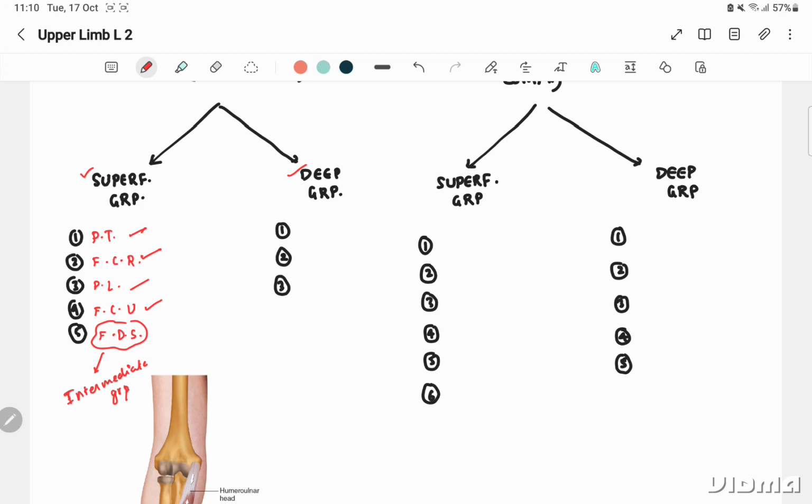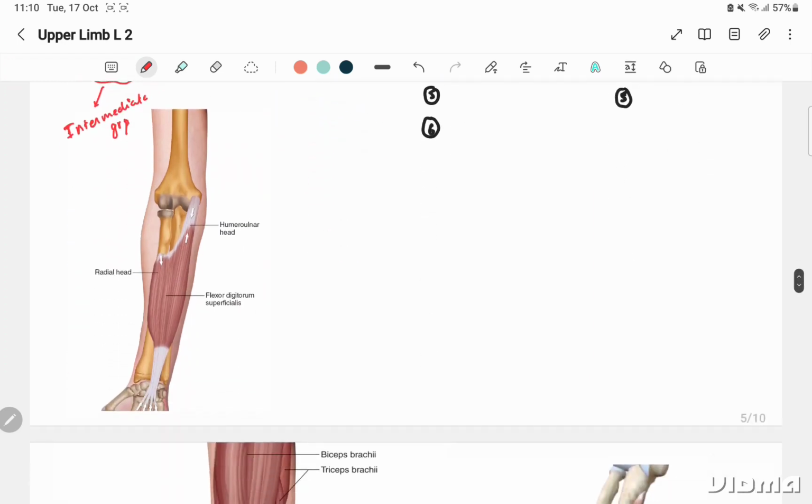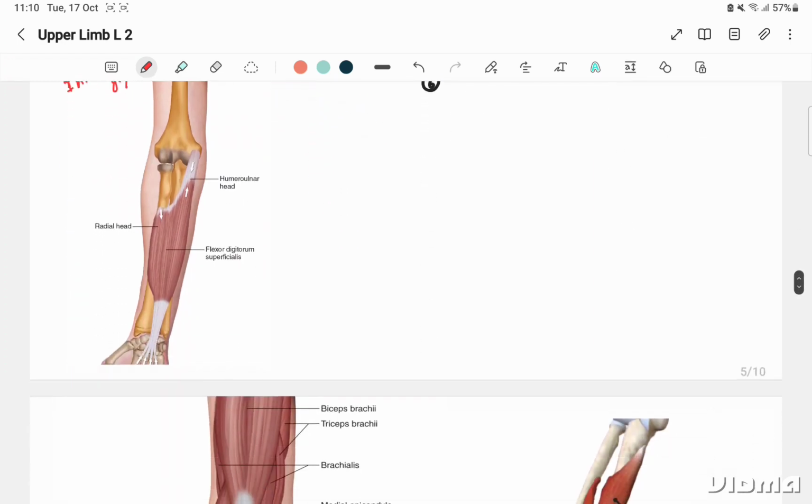In the deep group we have the flexor digitorum profundus. Profundus means deep. The flexor pollicis longus and the pronator quadratus, which is the deepest. Okay, flexor digitorum profundus, flexor pollicis longus, and the pronator quadratus. So now we will see these muscles.